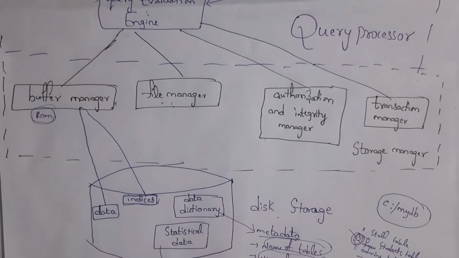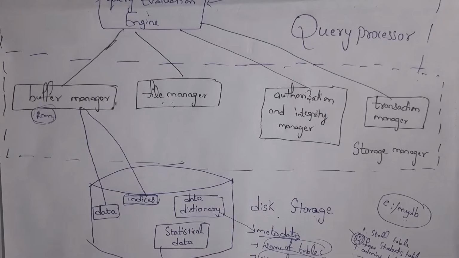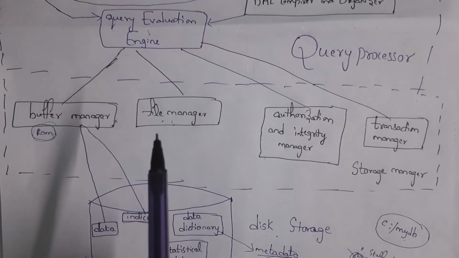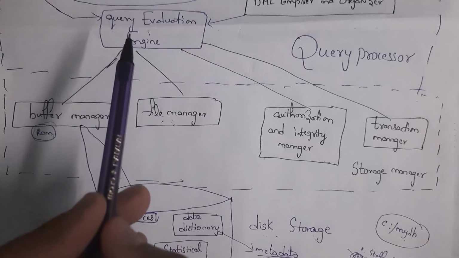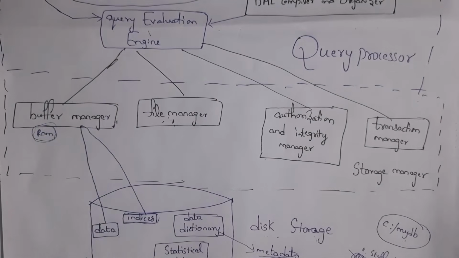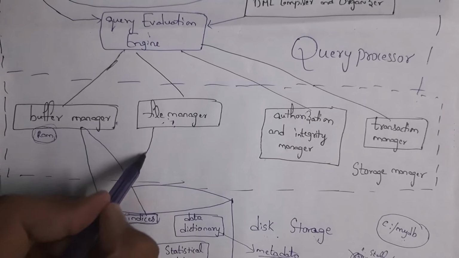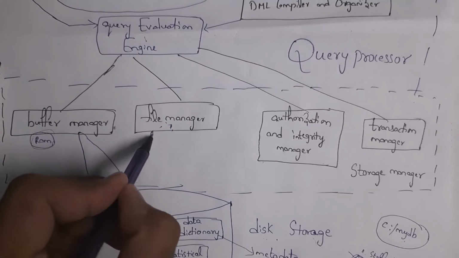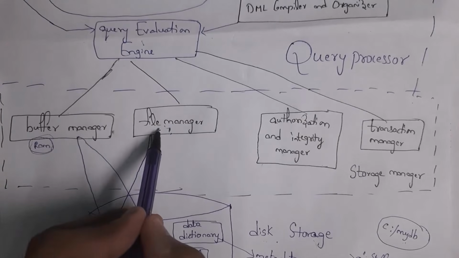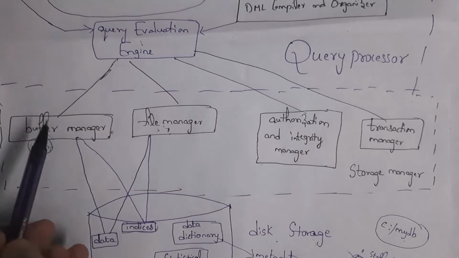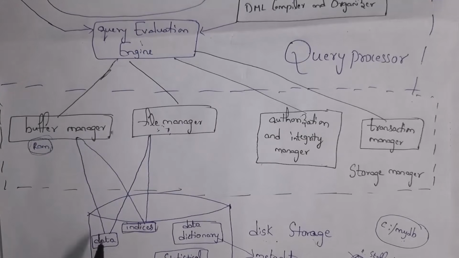For example, I want information of the student whose roll number is 20. Whenever I write that particular query, the query evaluation engine will evaluate that query and send it to the file manager. Now this file manager will collect information from the disk storage and then provide a response to users. So this file manager is connected to the data as well as indices. By using the index numbers and data, this file manager will provide faster response to users. The buffer manager and file manager both are connected to data and indices in order to provide faster response to users.